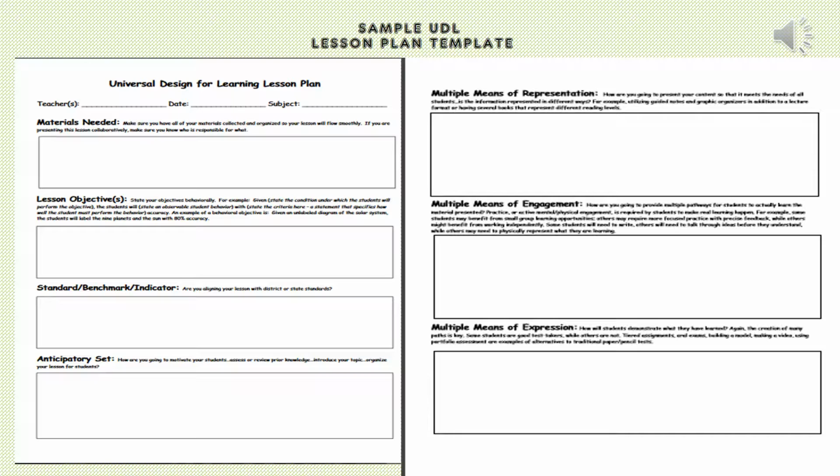As you can see in this lesson plan template example, many of the preliminary parts are exactly what we use in our traditional lesson planning. Materials needed, lesson objectives, standards and benchmarks, and anticipatory set. What's different about this is instead of doing an intro, middle, and end to a lesson, they categorize the three lesson body segments as means of representation, means of engagement, and means of expression.